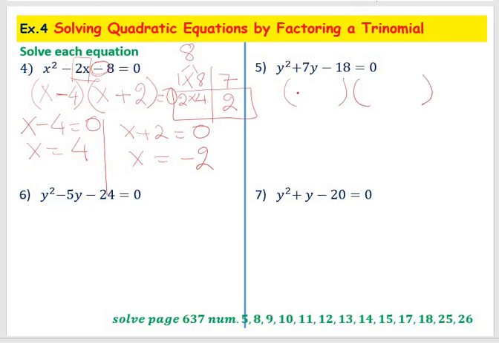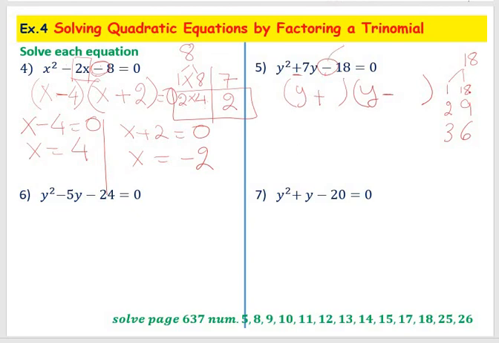I have my two brackets. I'm going to put y and y. My leading sign is negative, so I have one positive and one negative. Let the first one have the sign of the middle, which is positive, and the second one will be negative. Then I'll take my 18 and test it. 18: 1 and 18, and then I have 2 and 9, then I have 3 and 6. How am I going to test it? I'm going to subtract them because here I have a negative.